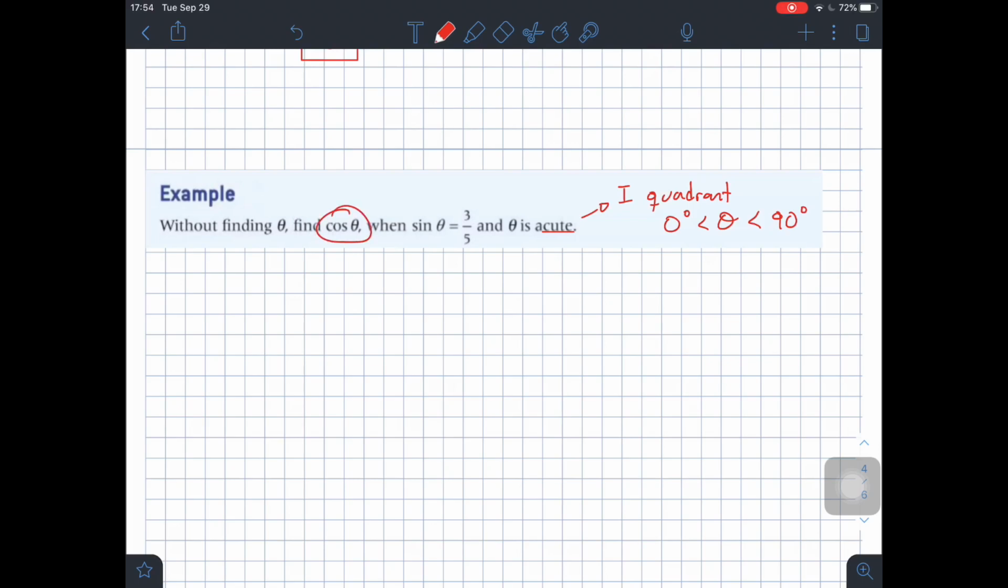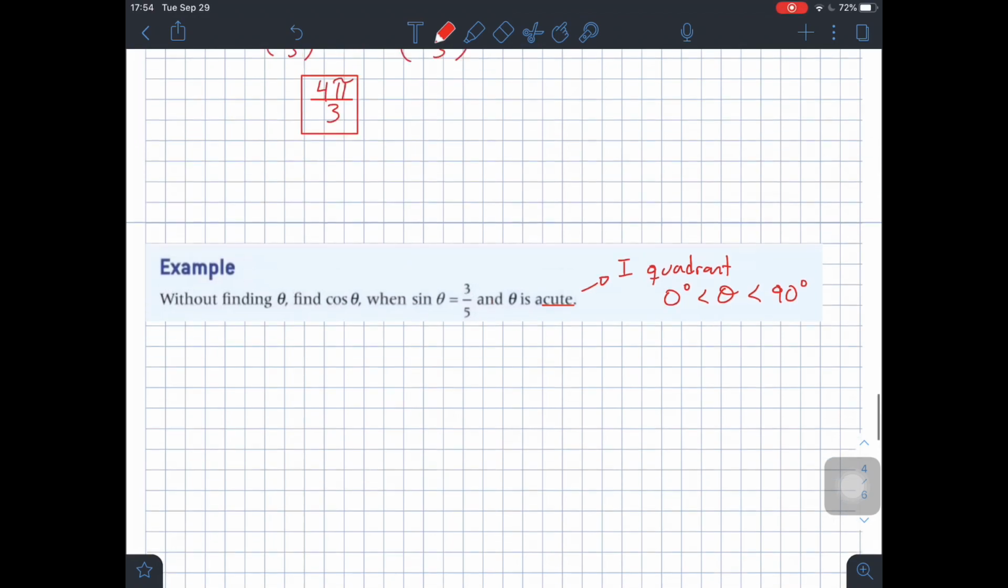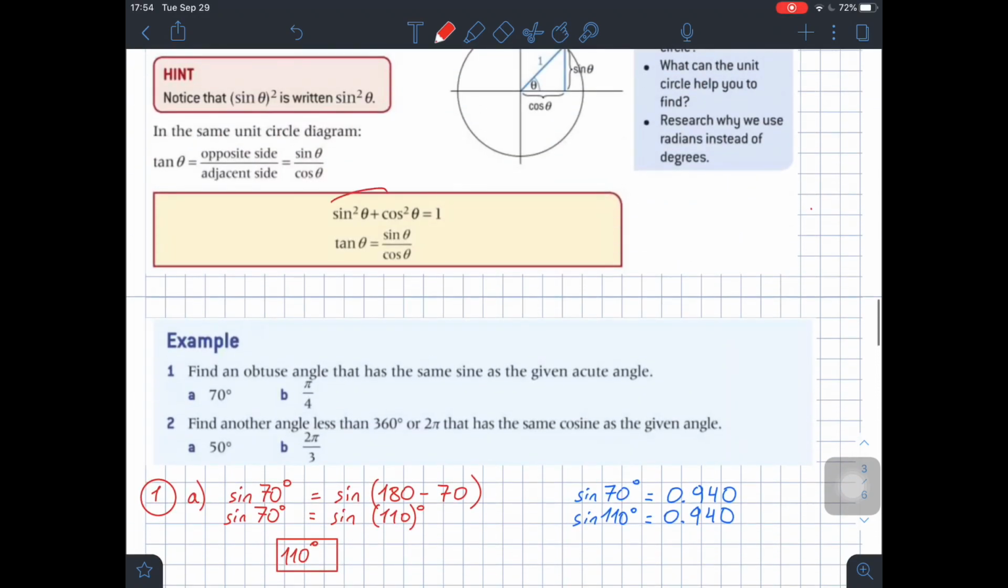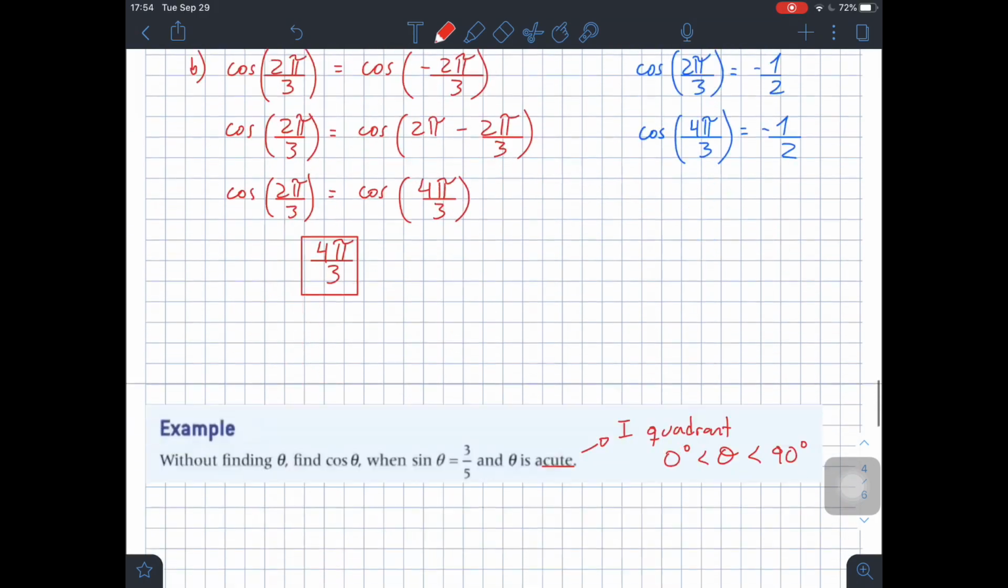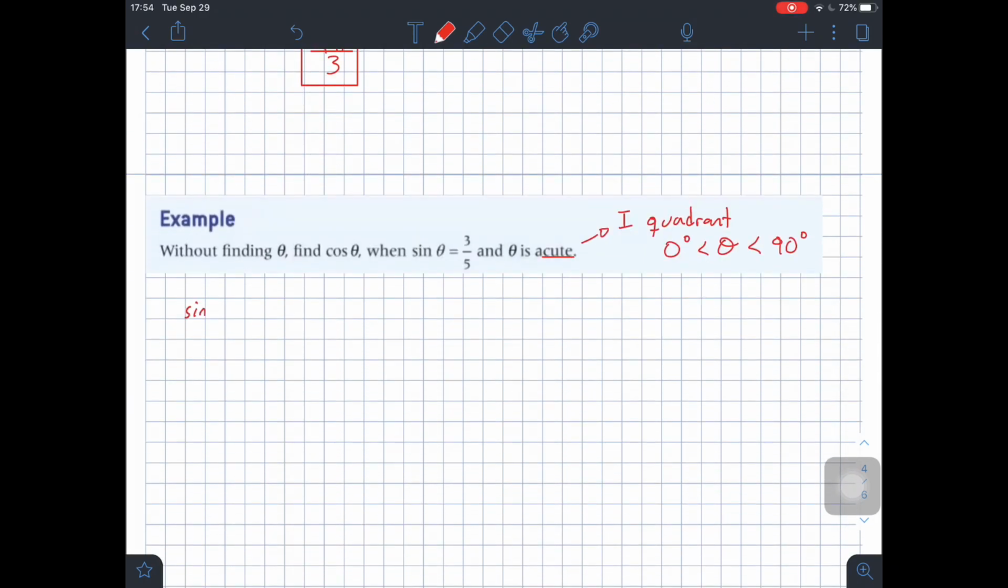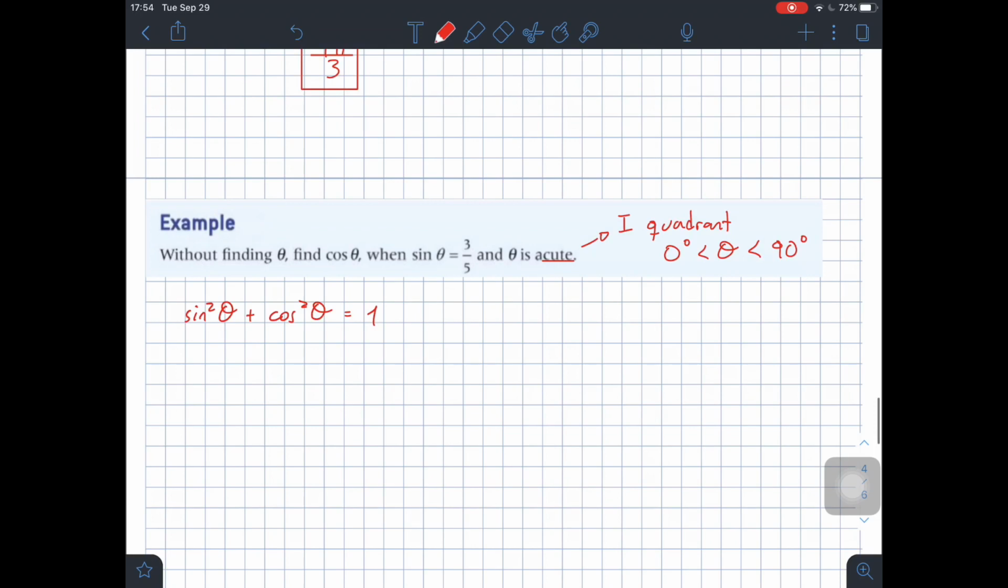So how can I find cosine of theta without finding theta if I only have sine of theta? Well, if you remember from this first trigonometric identity, which is a Pythagorean identity, I'm going to say that sine squared of theta plus cosine squared of theta is equal to 1. This is a typical IB exam style question, okay? This is something you need to know. So if I apply this Pythagorean identity, then I already have sine of theta. So I'm going to write this as 3 over 5 squared, right? Because it's sine squared plus cosine of theta squared equals 1.